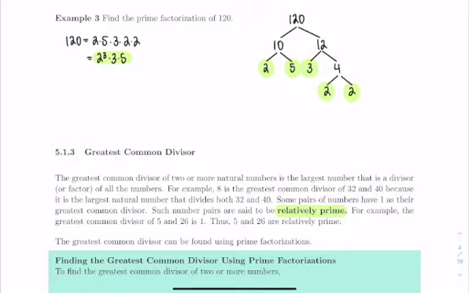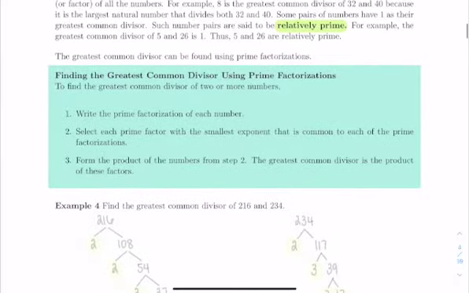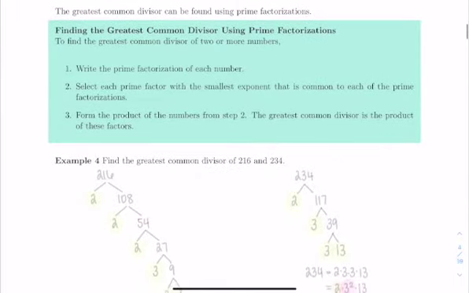The greatest common divisor can be found using prime factorizations. So to find the greatest common divisor of 2 or more numbers, you're going to write the prime factorization of each number. You'll select each prime factor with the smallest exponent that is common to each of the prime factorizations, and then form the product of the numbers from step 2, and the greatest common divisor is the product of these factors. So let's find the greatest common divisor of 216 and 234. Let's look at 216 first.